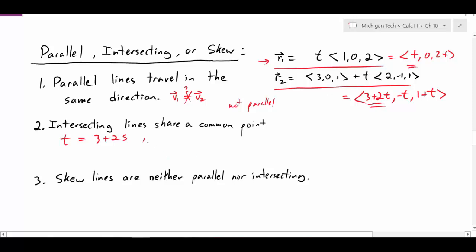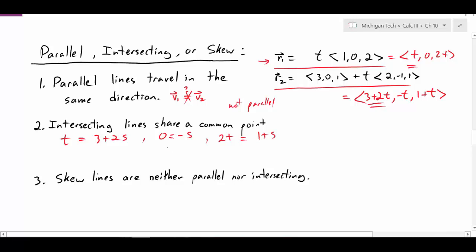So we'll say, do their y components ever match? So this would be 0 equals negative s. Do their z components ever match? Is 2t ever equal to 1 plus s? Now we just go about solving these things. And so we're basically going to solve two of them to find certain values of s and t and see if it satisfies the last equation.